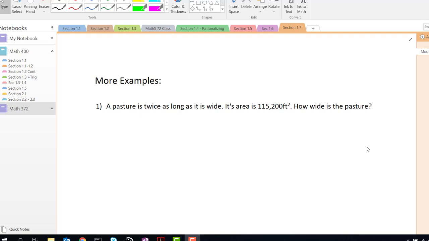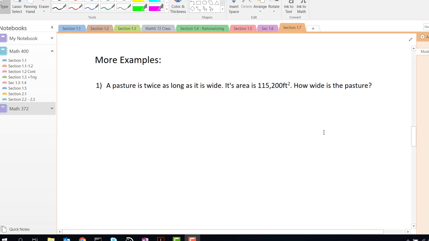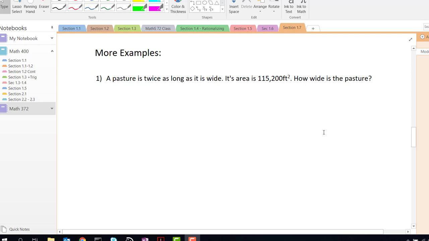Okay, continuing from our previous video. So a pasture is twice as long as it is wide. Its area is that amount. How wide is the pasture? So because it tells me about the length, how long it is and how wide it is, this is a rectangle.